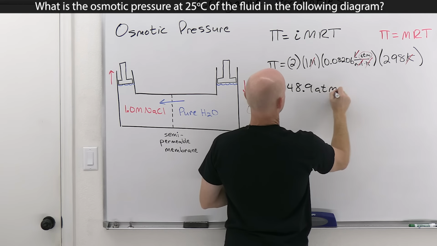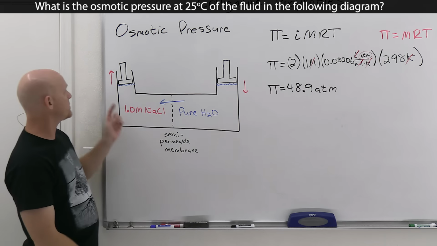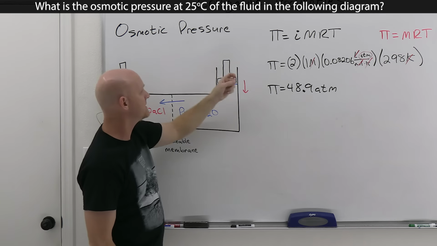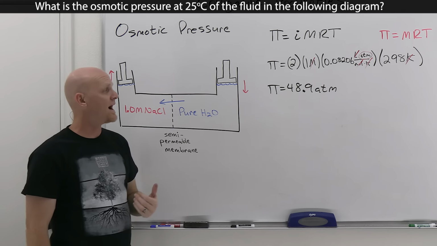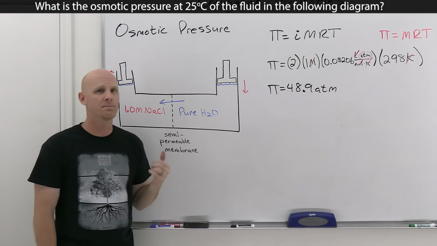48.9 atmospheres. And so in this case, the amount of pressure we'd have to push down with to keep the water from rising on this side, and pull up with to keep the water from falling on this side, would have to equal 48.9 atmospheres to keep those pistons from moving.